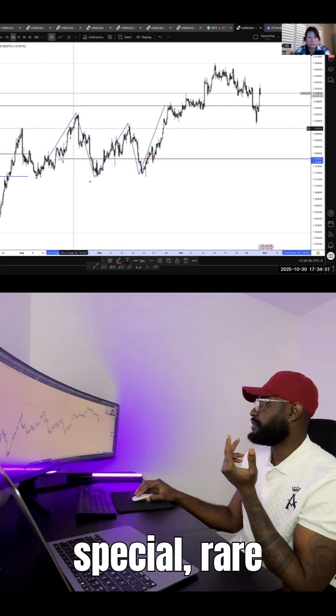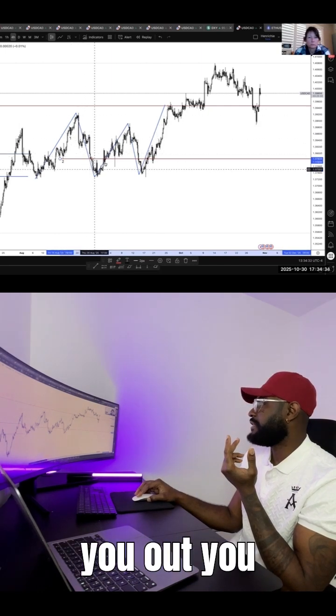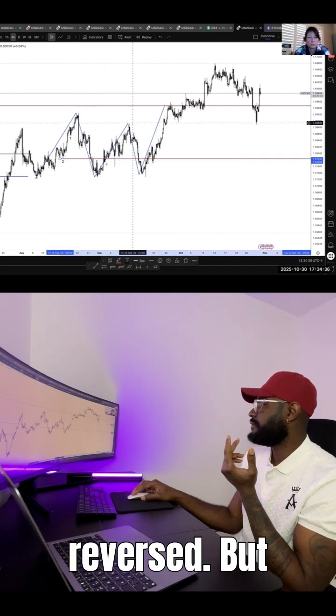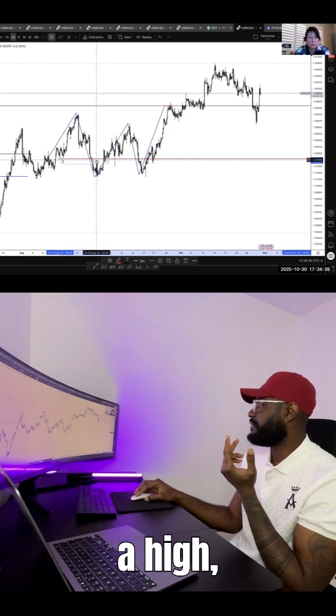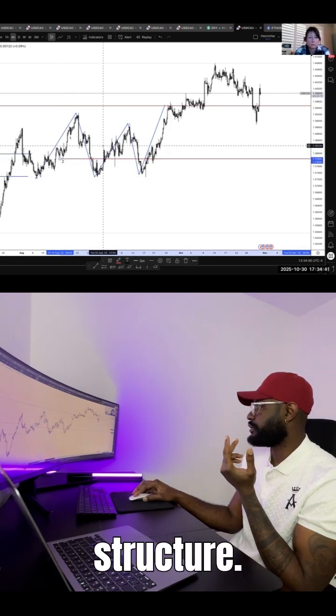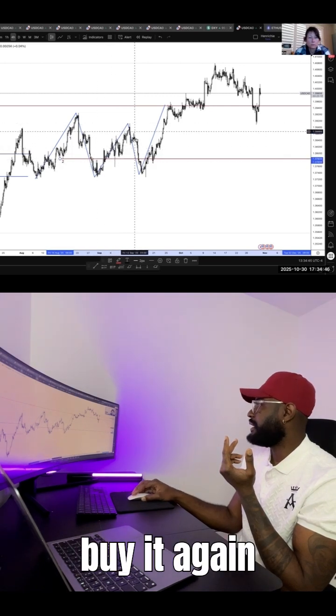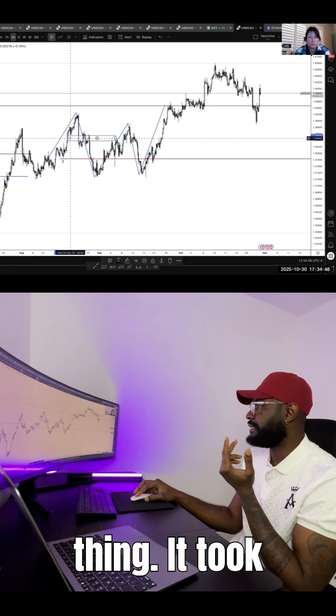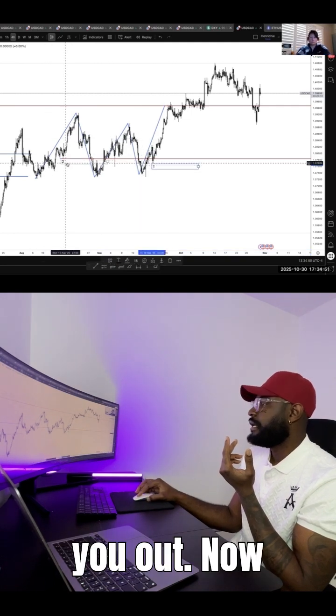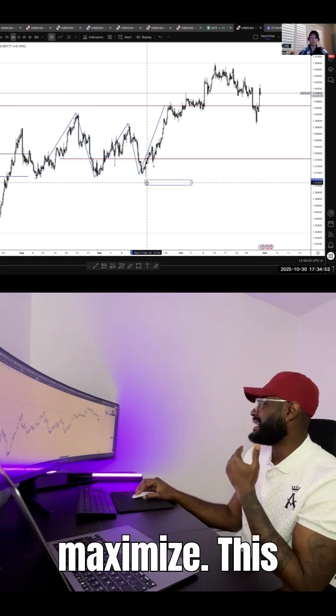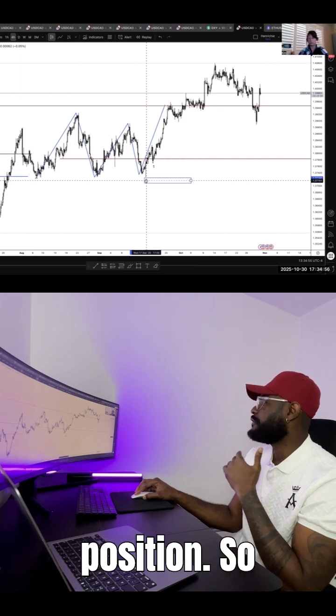But this is a special, rare occasion. And after it took you out, you can see it reversed. But before it reversed, it created a high, created a low, broke structure, retested, and gave you an opportunity to buy it again. You can still buy it again and keep doing the same thing. It took you out. Now, you're able to always maximize. This will help you to maximize every single position.